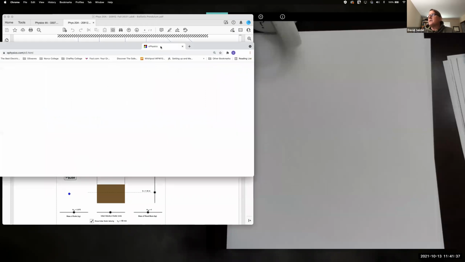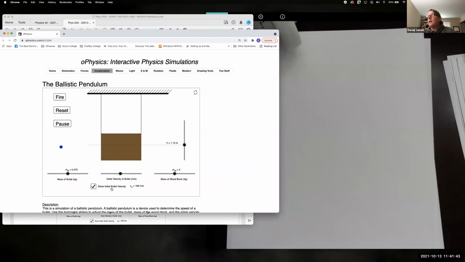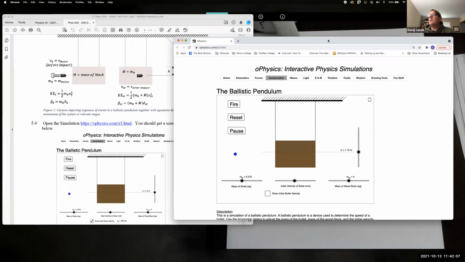I'm going to ask you to just work this honestly and turn off "show initial velocity of the bullet." I'm just going to ask you to have that off. Okay? I can't keep you from turning it on. You can turn it on later, check your work, but you need to show your work in this lab. Okay, now there's a table in here that you're going to fill out.